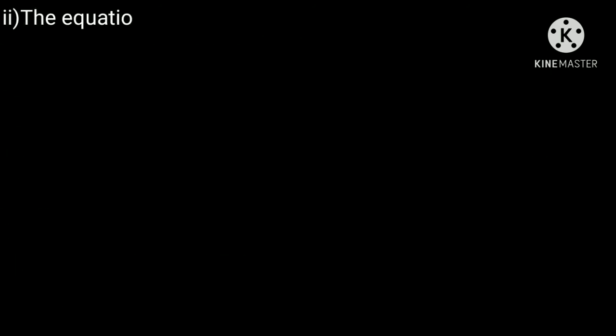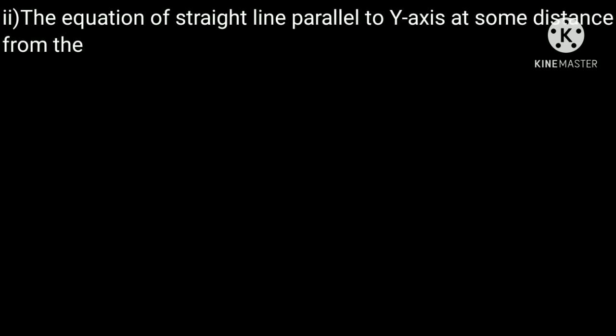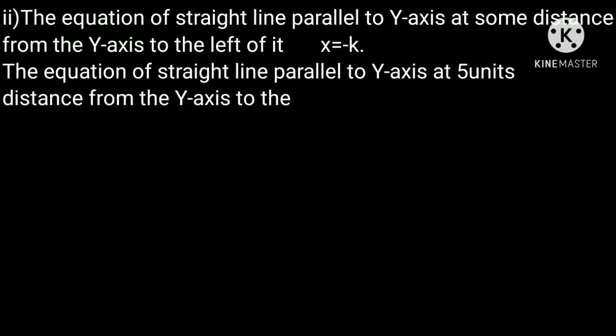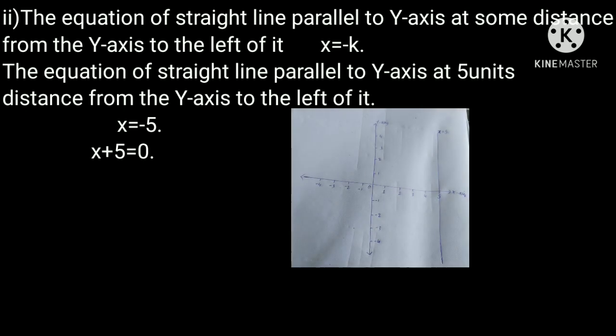Second, the equation of the straight line parallel to the y-axis at some distance from the y-axis to the left of it is x equal to minus k. Then the equation of the straight line parallel to the y-axis at 5 units distance from the y-axis to the left of it is x equal to minus 5. From this, x plus 5 equal to 0. This is our required parallel equation.